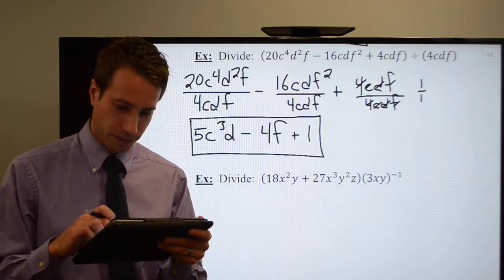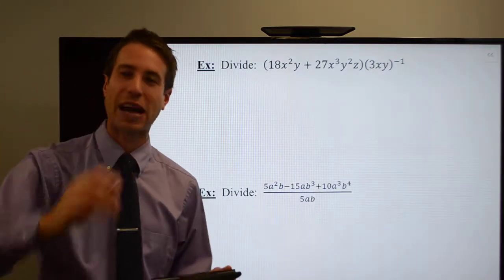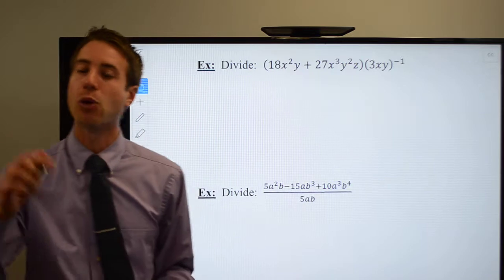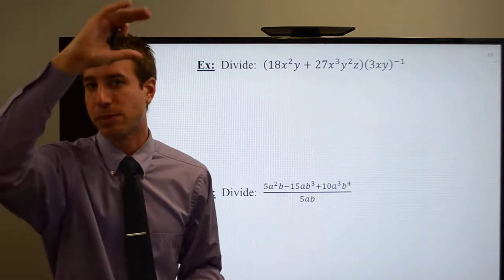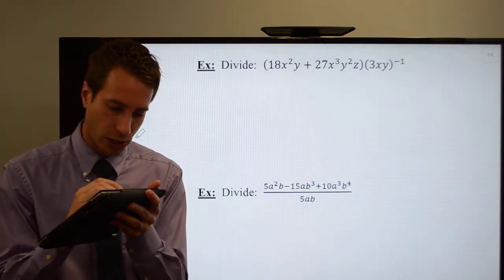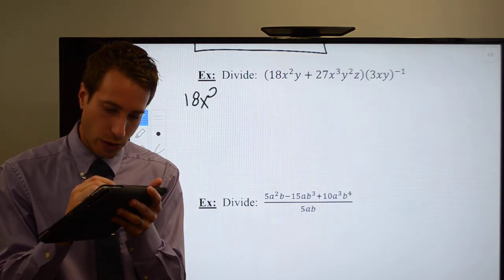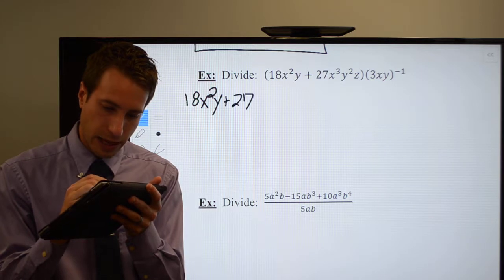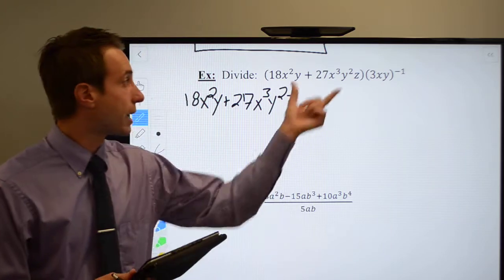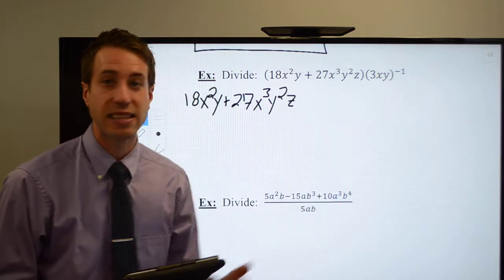And let's keep going. Once again, written just slightly differently, but you should recognize it. It means the exact same thing. I've got this guy right here raised to the negative 1 power. Well, you know that if it's to the negative power, you simply take it to the denominator and change the sign of the power. So actually, let me show you what this one's going to look like. I would have then my 18x squared y plus 27x cubed y squared z. Okay, so that's my numerator, that first polynomial. And then I'm multiplying by this guy, but it's to the negative first.